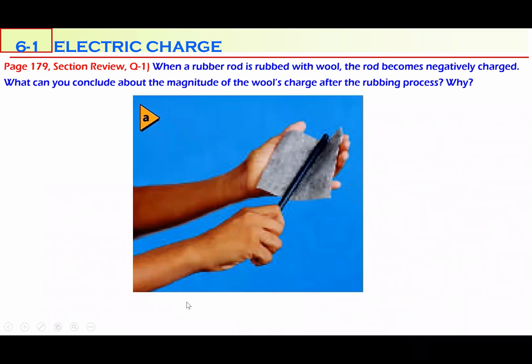Okay, a simple example for you. When a rubber rod is rubbed with wool, the rod becomes positively charged. What can you conclude about the magnitude of the wool's charge after the rubbing process? Pardon, the rod becomes, sorry, I said the opposite. Yes, the rod becomes negatively charged. The question is saying that if the rod becomes negatively charged, the wool should be positively charged. Yes, opposite. The only thing we know is that their charges are opposite in sign. If one of them is positive, the other one is negative.